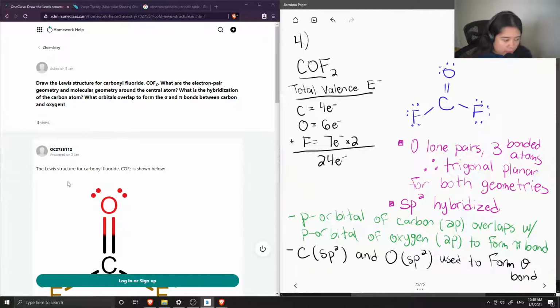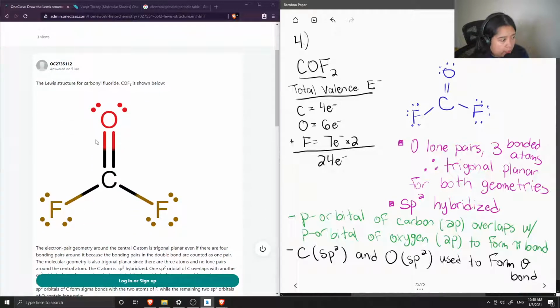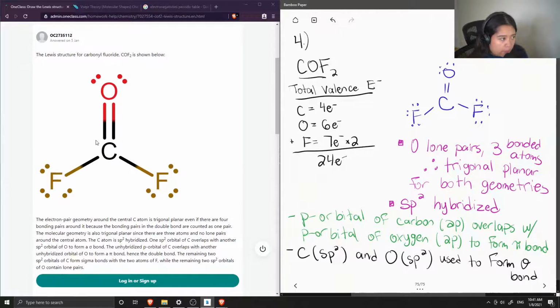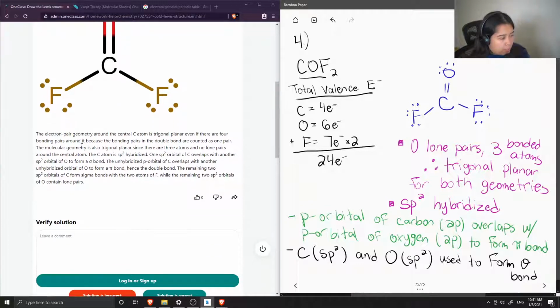Okay, so now let's see what the junior tutor said. So here's the Lewis structure for carbonyl fluoride. So it is the same as mine. Everything is neutral, and there are 24 electrons in the structure. The electron pair geometry around the central carbon atom is trigonal planar even if there are 4 bonding pairs around it, because the bonding pairs in the double bond are counted as one pair. The molecular geometry is also trigonal planar since there are 3 atoms and no lone pairs around the central atom.